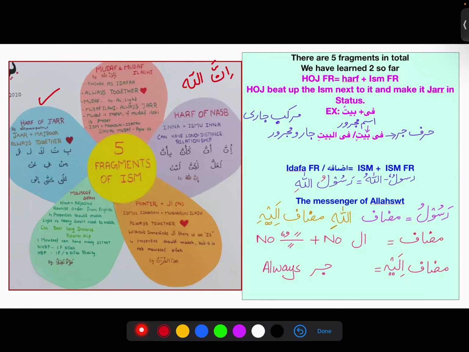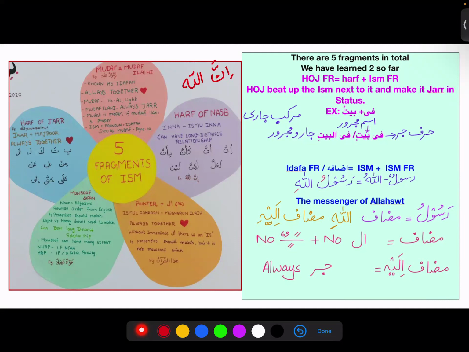Then we have mudaf, mudaf ilayhi. Right, what is mudaf? Exactly. So mudaf, mudaf ilayhi, basically they are a fragment, and this is basically ism and ism. Right? So there are going to be two ism side by side. They do not have any distance between them. And the first ism would have no al, no tanween. Right? And the second ism would be jar in status, and they show possession.